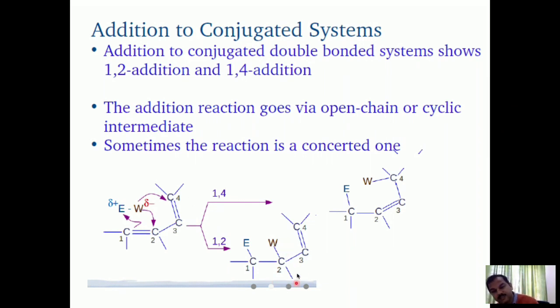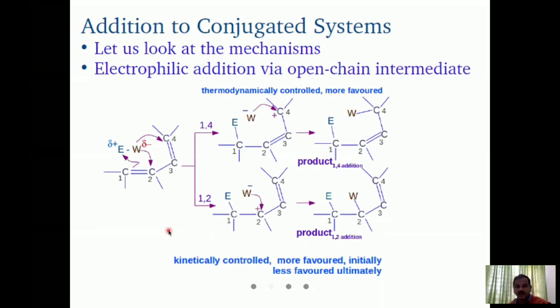So in this molecule, this double bond is isolated and not taking part in the reaction, but in this one, that double bond is taking part in the reaction. So this is a conjugated system. Both double bonds are conjugated with each other. Now, what is the mechanism? How will this take place? We can see 1,4 and 1,2 here.